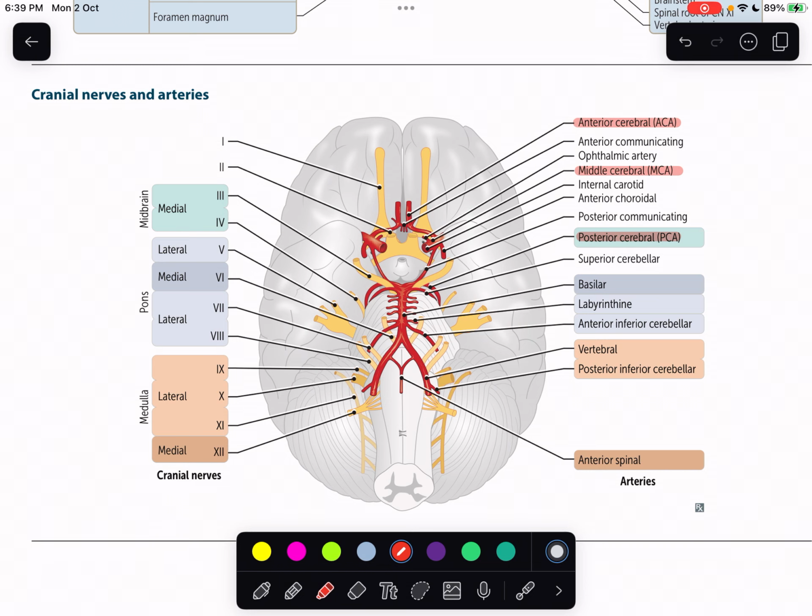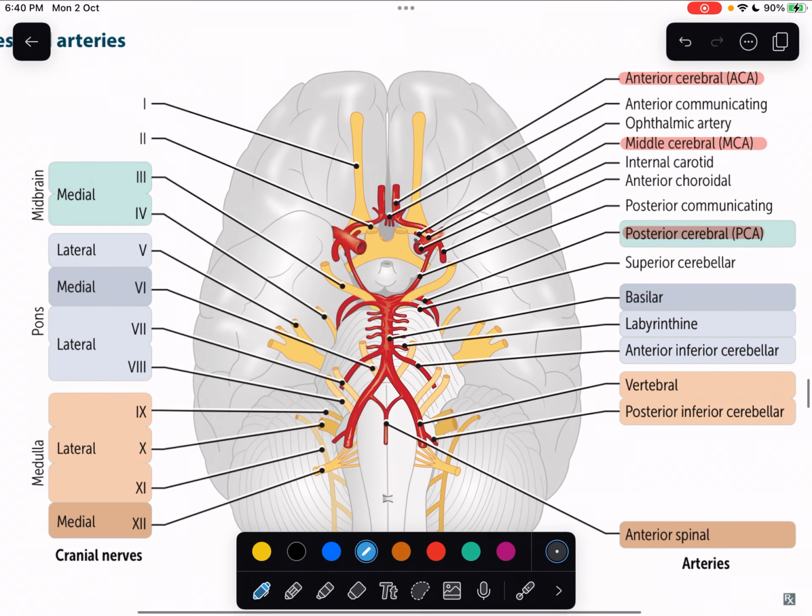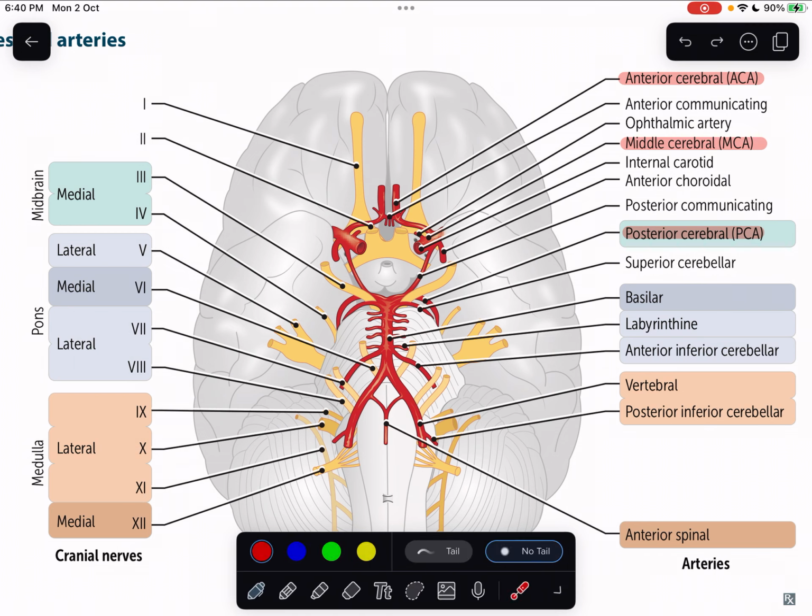Okay, so now you can see in this diagram, I'll zoom it a little bit. This entire thing here is the anterior cerebral artery. Okay, wait, let me take another pointer. So this one over here is the anterior cerebral artery.